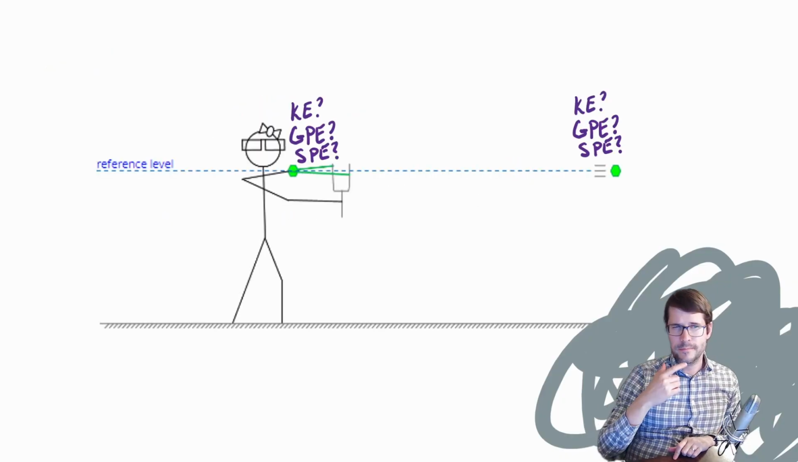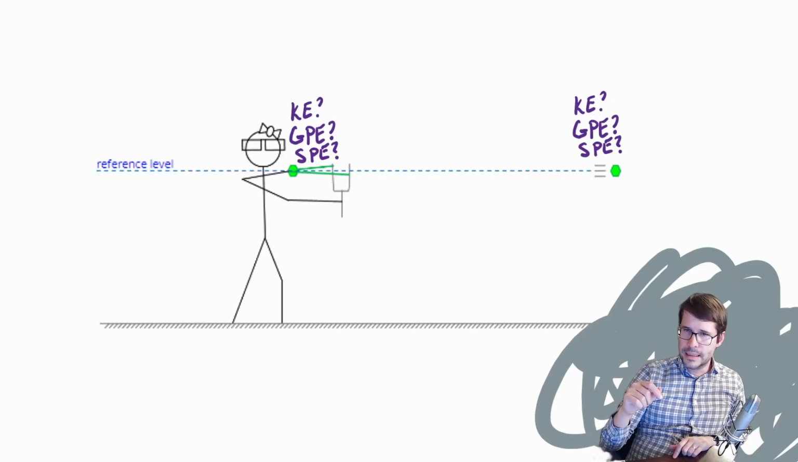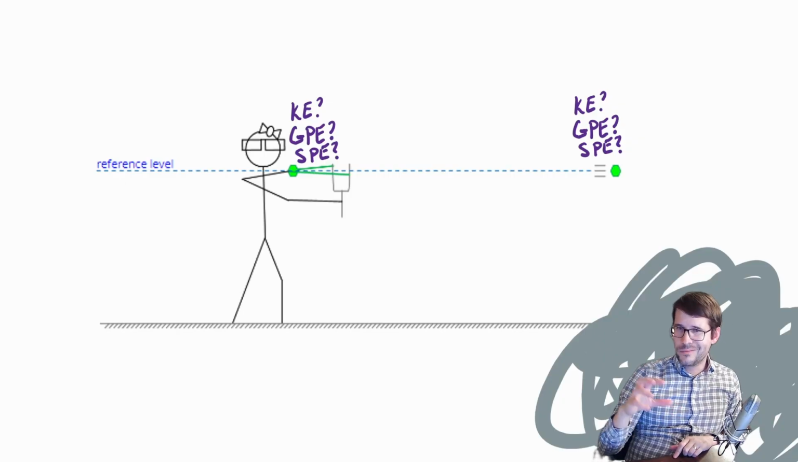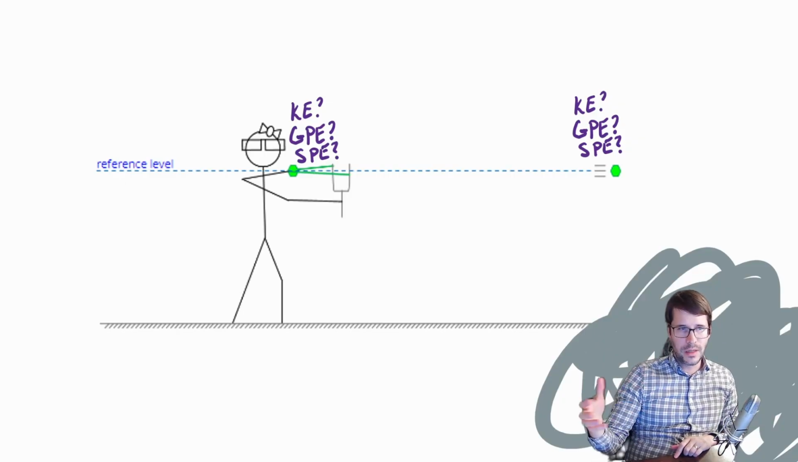And for this one, let's see. We've got the beginning and the end. We want to know, is there any kinetic energy, gravitational potential energy, or spring potential energy at each of these points? Take a moment and think about it yourself. Pause it here. Then we'll go on.